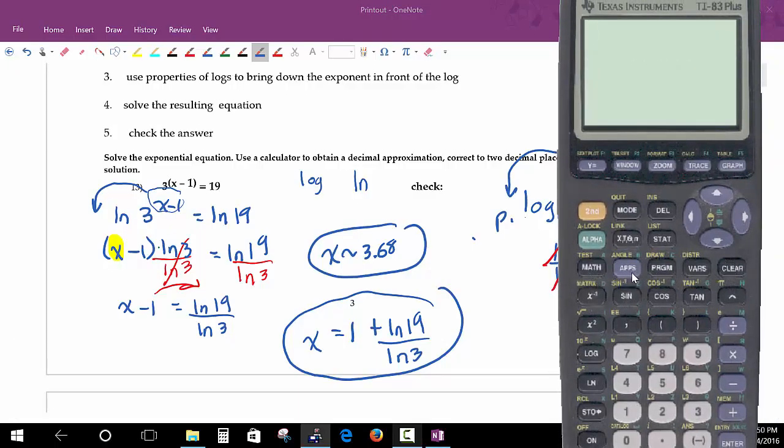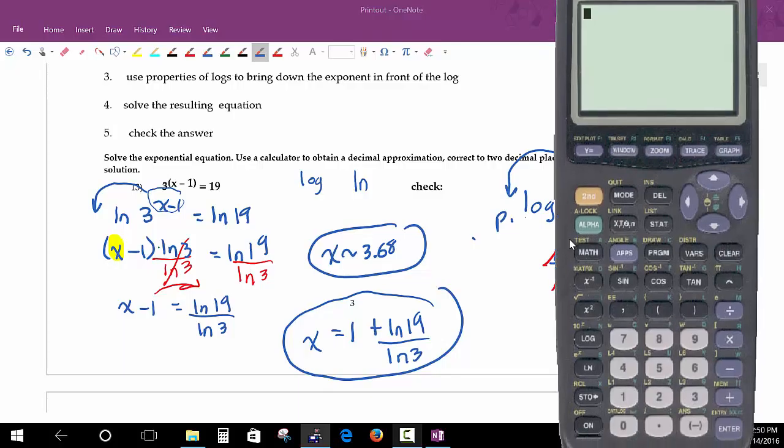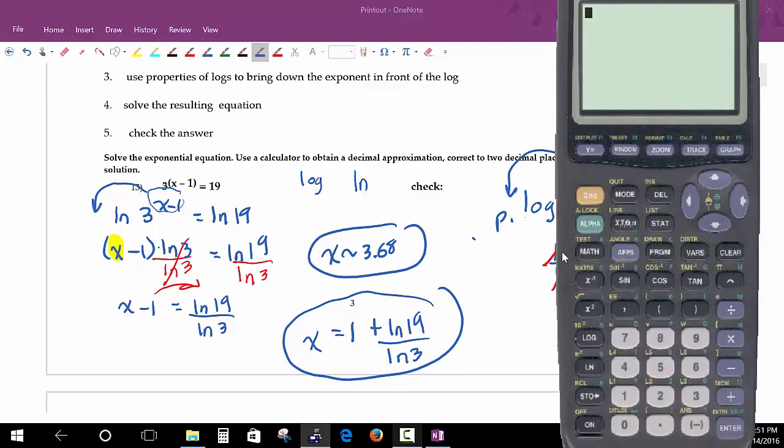Now, another thing that you want to learn how to do is take an equation like this and check your answer on your calculator. So I'm going to replace that x with 3.68.